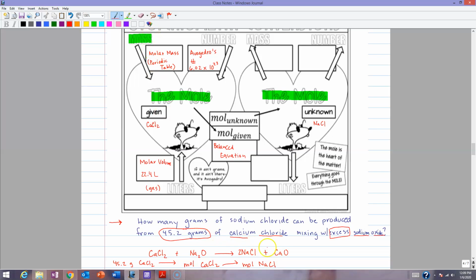And then finally, I can look in my problem and I want to know how many grams of sodium chloride. So I'm going to have to convert moles of sodium chloride back into mass. And so just like over here, I'm going to use the molar mass from the periodic table. If I were converting back to particles, I would use Avogadro's number. And here I would use the molar volume.